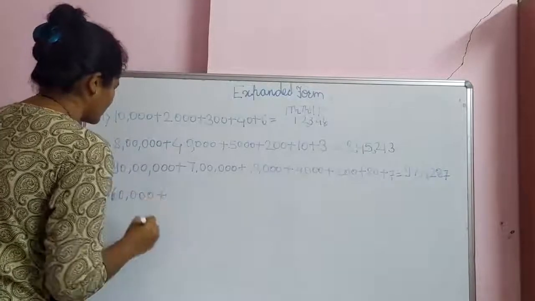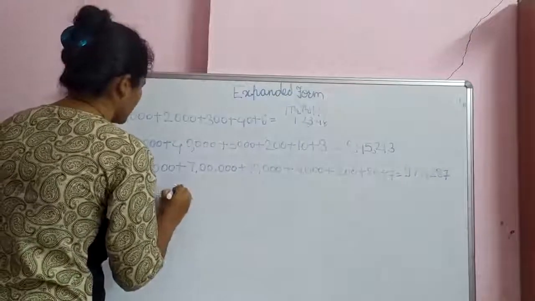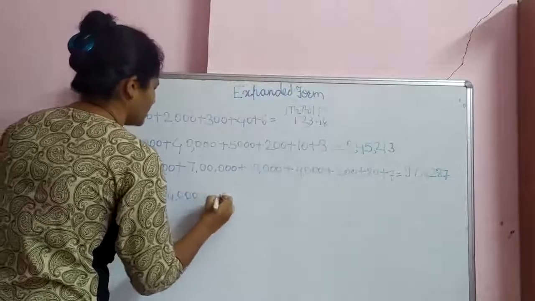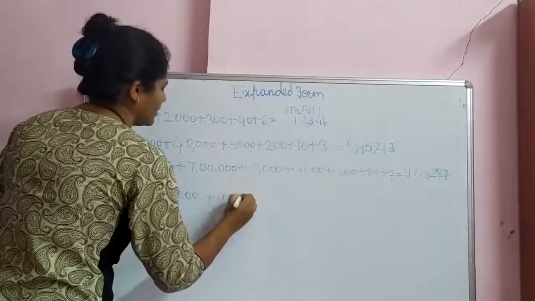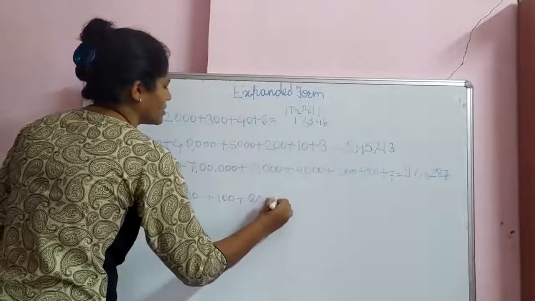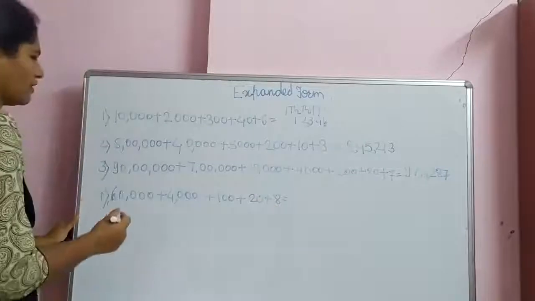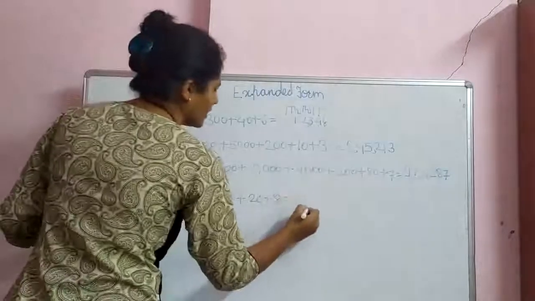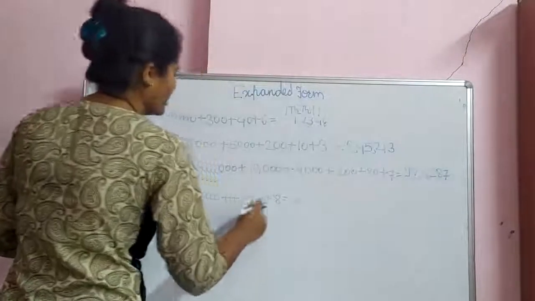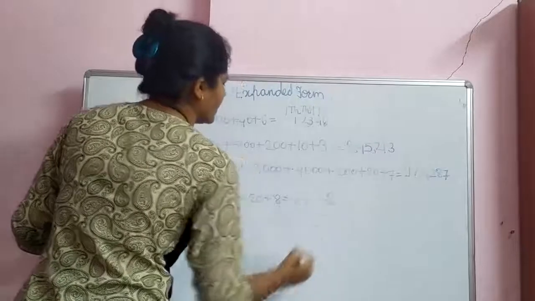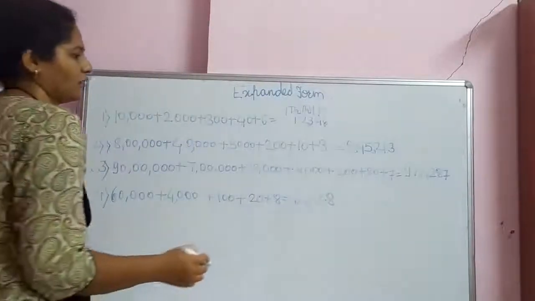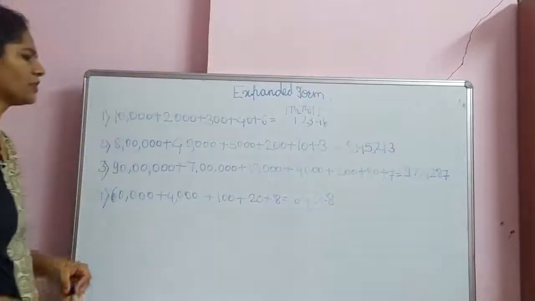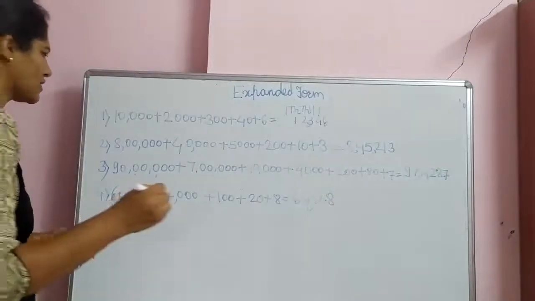Next one: 60,000 plus 4,000 plus 100 plus 20 plus 8. So again we see the same thing. We start from 6. Next number is 4. Then after that what is the number? 1. Then next 2 and last 8. So make a regroup. 1, 2, 3, give a comma. What is the number? 64,128. Again we see one more example.